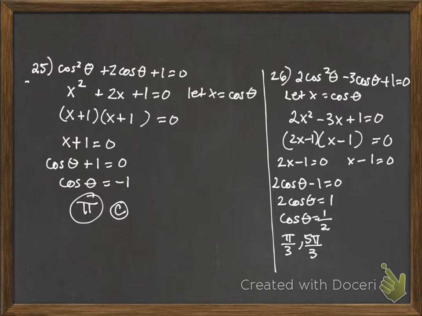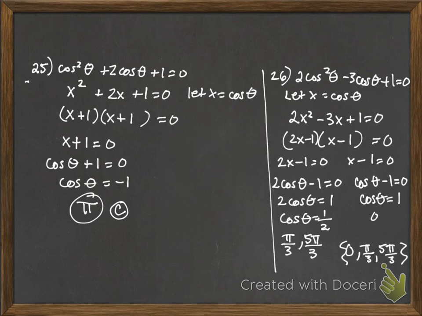Once again, use your unit circle. Look for where cosine theta equals 1/2. Remember, you're looking at your x values. Okay, over here we have x minus 1 equals 0. So substitute in cosine theta for x minus 1 equals 0. Cosine theta equals 1. Where does cosine theta equal 1? If you look on the unit circle at the x values, you'll find it's at 0. So putting the numbers in order, your answer is going to be 0, pi over 3, 5 pi over 3. And that is your answer. That corresponds to letter D.